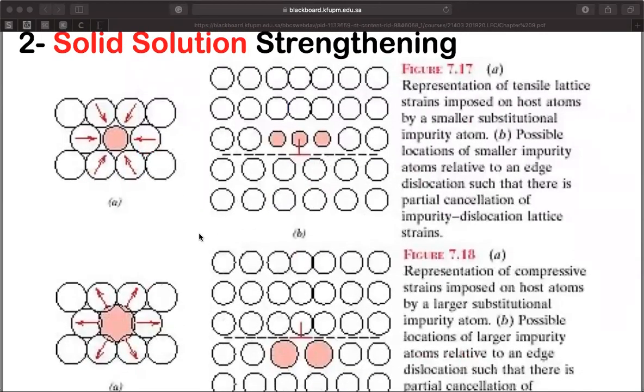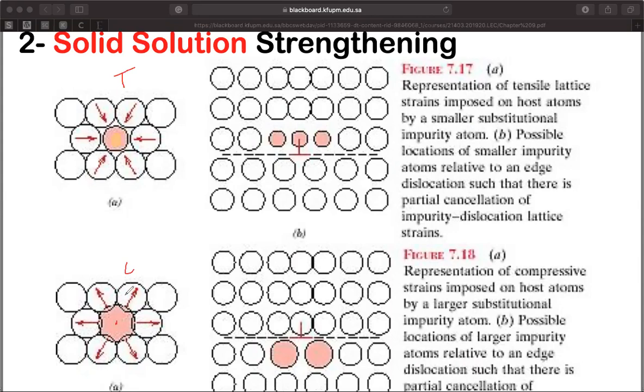When you add impurities, there are two possible scenarios. Either the impurity that you are adding has a smaller diameter, so what's going to happen? This atom will pull the neighboring atoms toward it, and that's going to result in a tensile strain. However, in the second case, this larger atom will result in a compressive strain field in the neighboring atoms around it. So the smaller atom results in a tensile strain field, and the larger atom results in a compressive strain field.